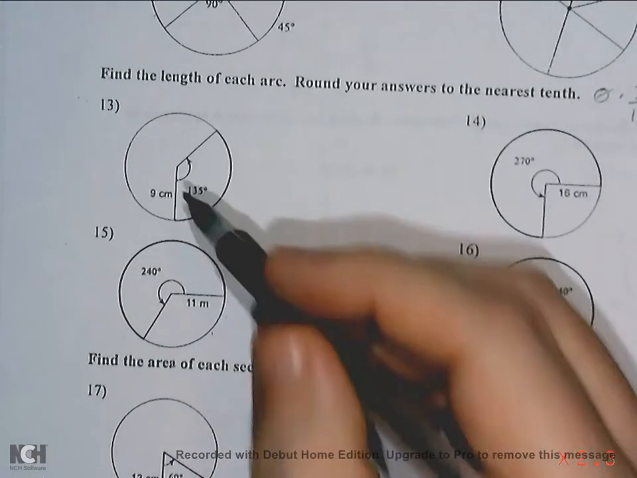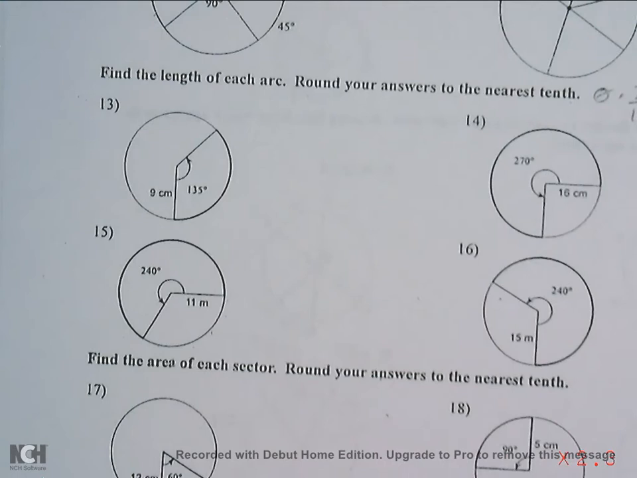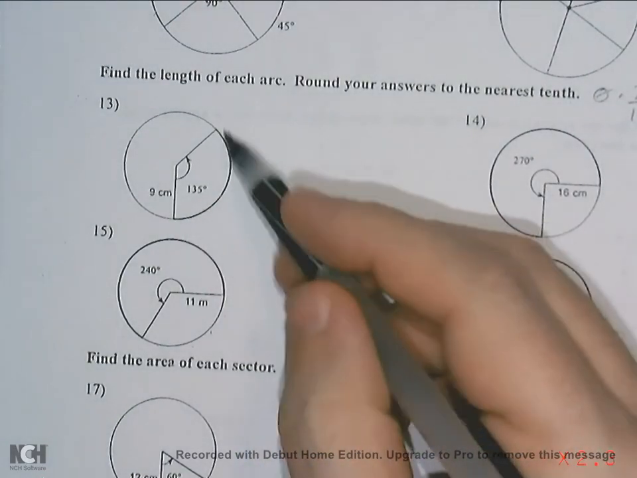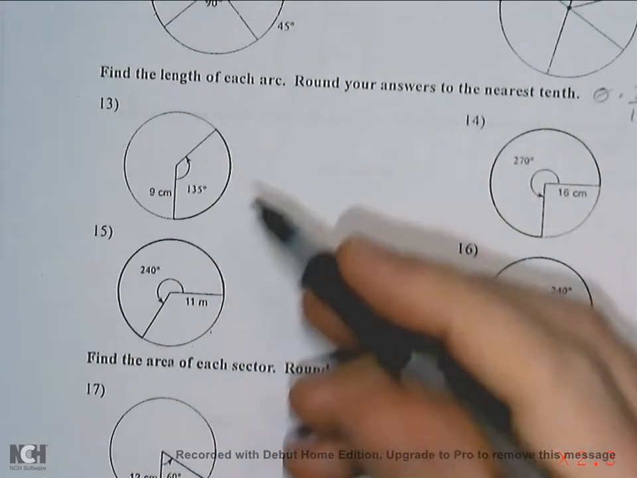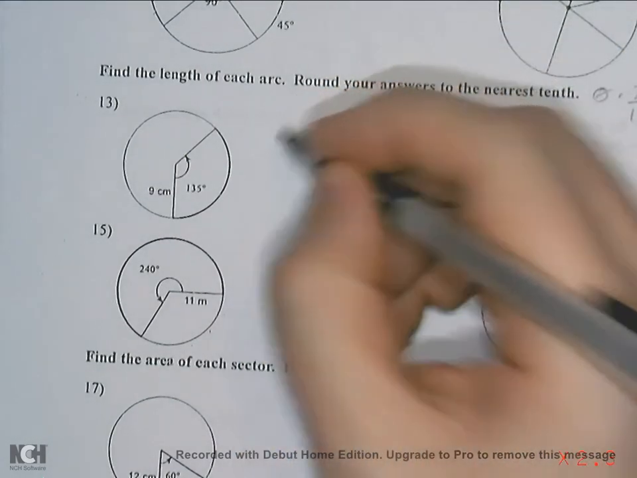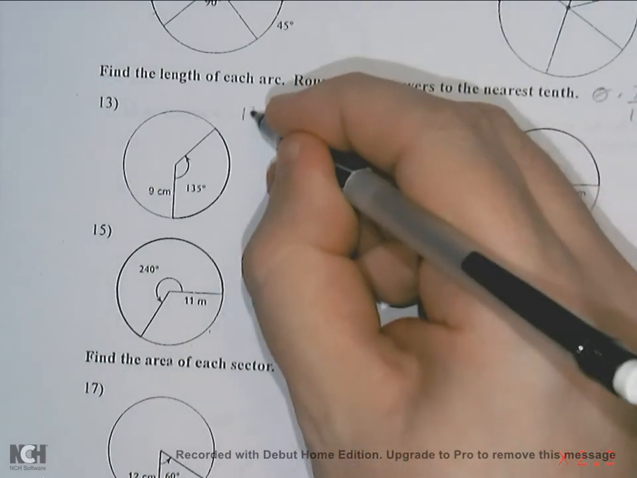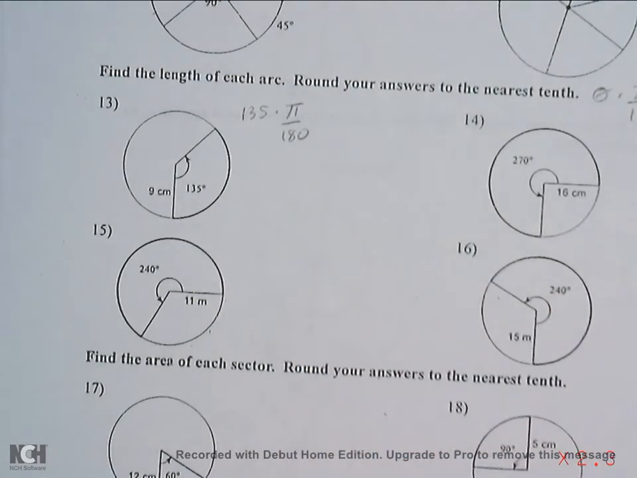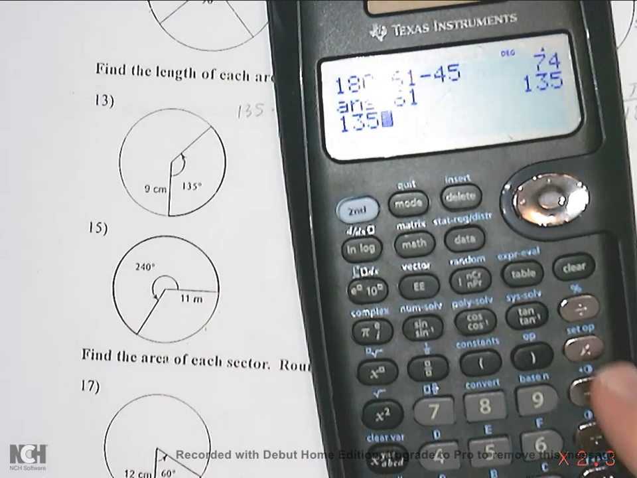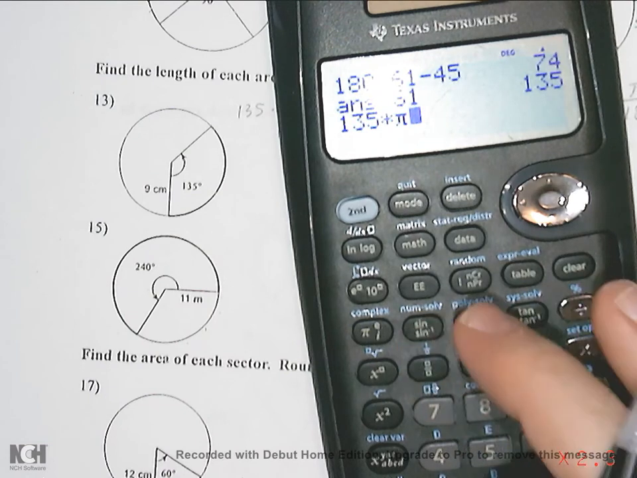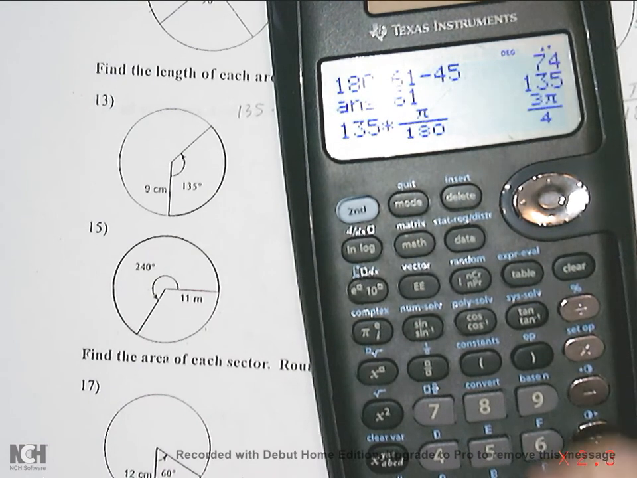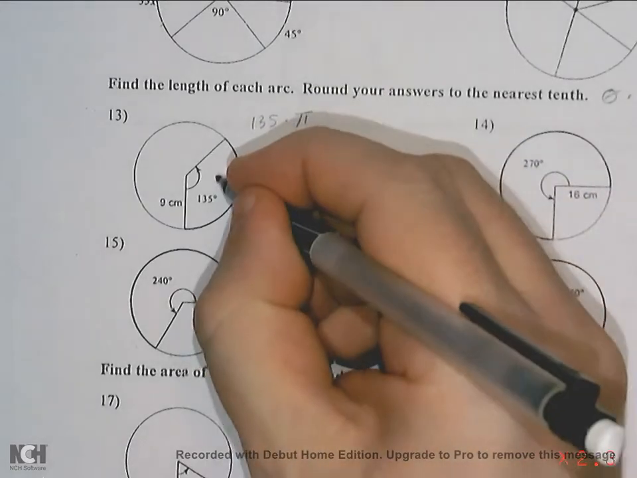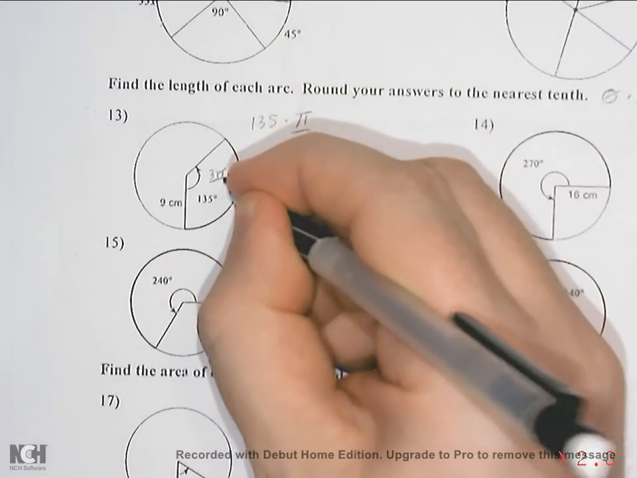So to set this up, I need to figure out what this is as a radian first. So 135, I want to figure out this arc length, because that's the bolded arc length here. So I'm going to convert 135 to radians first. So it'll be 135 times pi over 180. Well, 135 times pi over 180 is 3 pi over 4. So this can be written as 3 pi over 4.